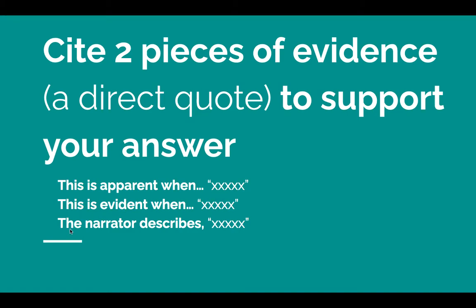You could also use a sentence starter like the narrator describes, or in the opening scene, and then you put the quote from the text. Now, you will want to cite 2 pieces of evidence, so you'll probably need 2 of these introductory phrases in front of your quotes.